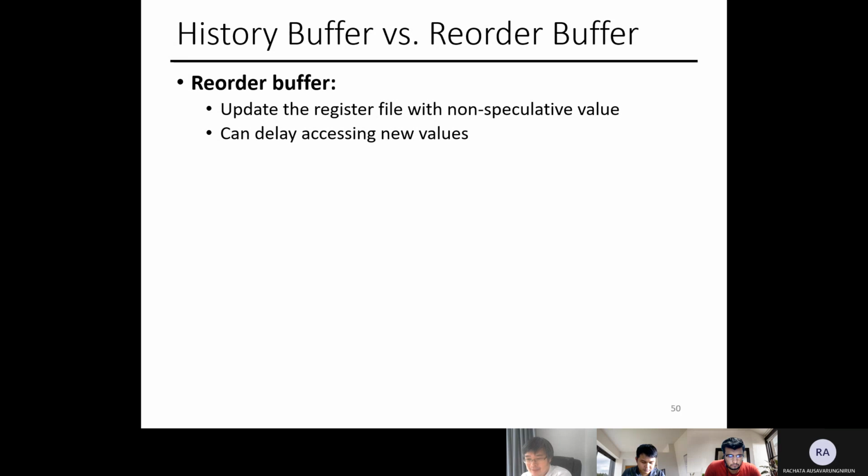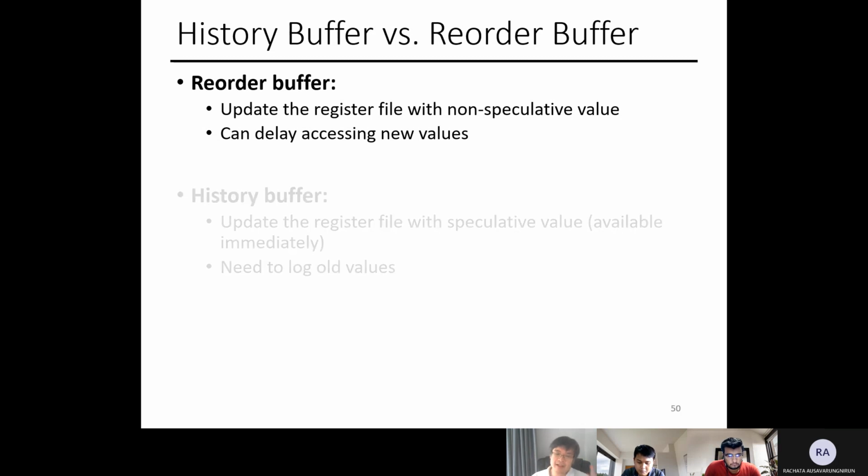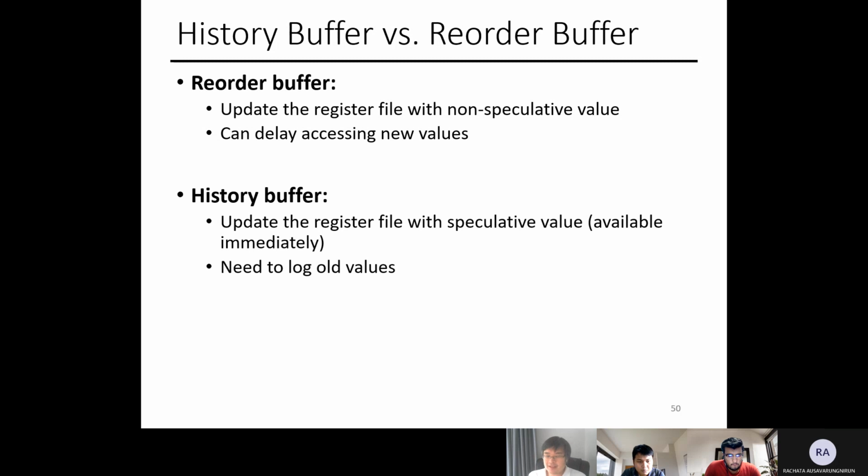When the valid bit becomes 1, it means that instruction finished the write back, right? So that's what the reorder buffer is for. This can delay accessing new value from the register file. So when an exception triggers, you need to make sure every single invalid bit in the register file gets updated through the reorder buffer. History buffer is different.